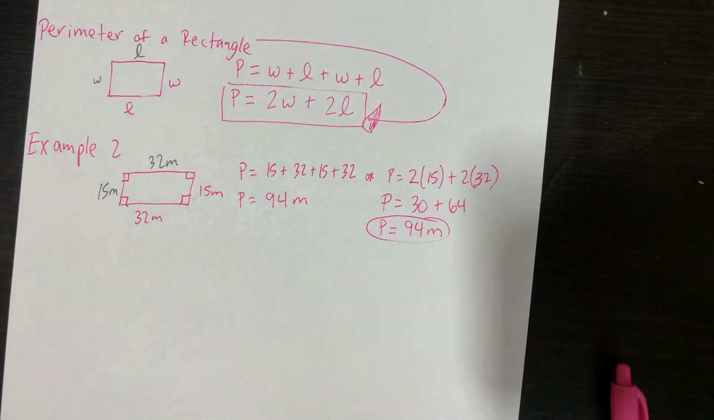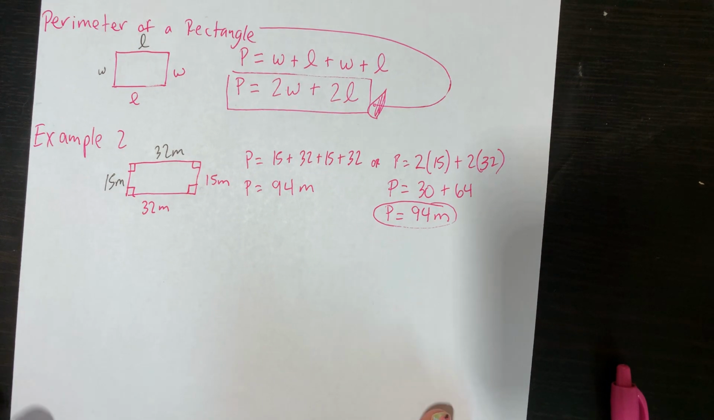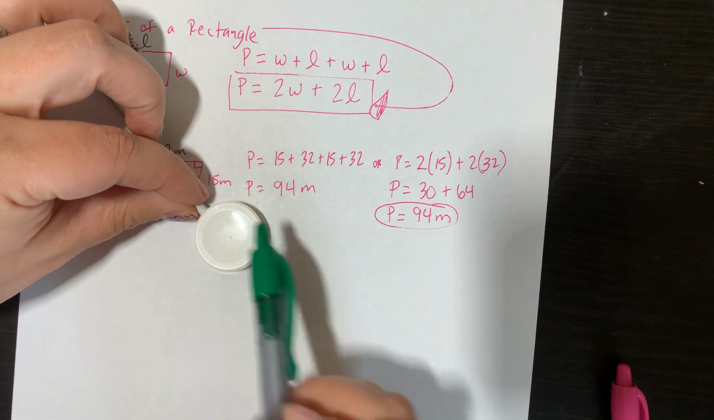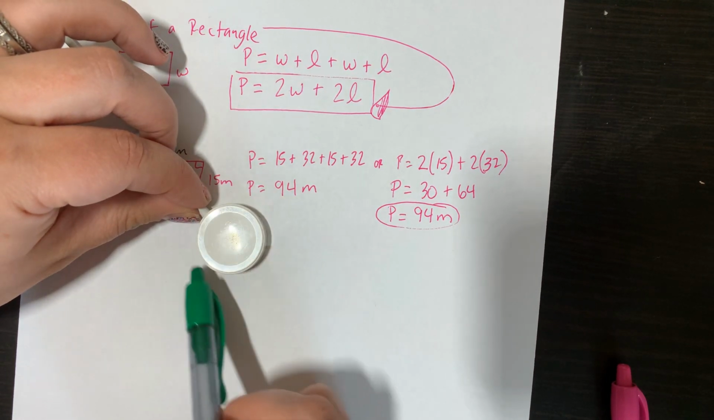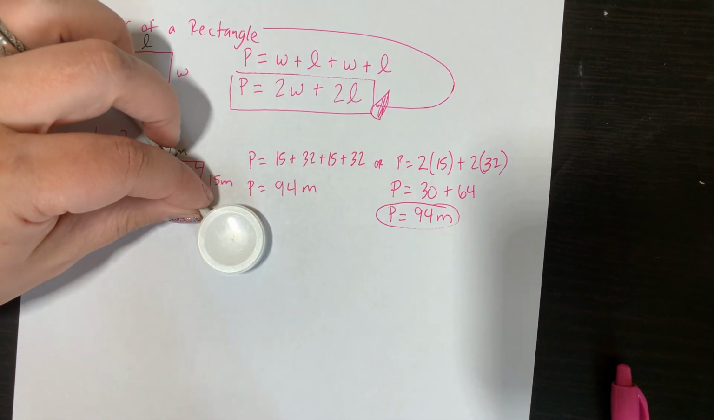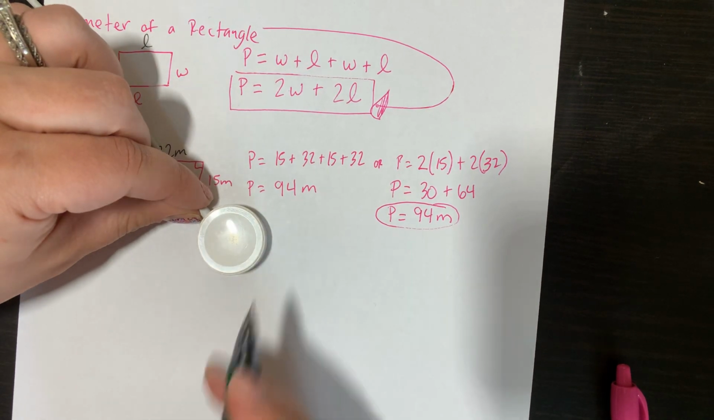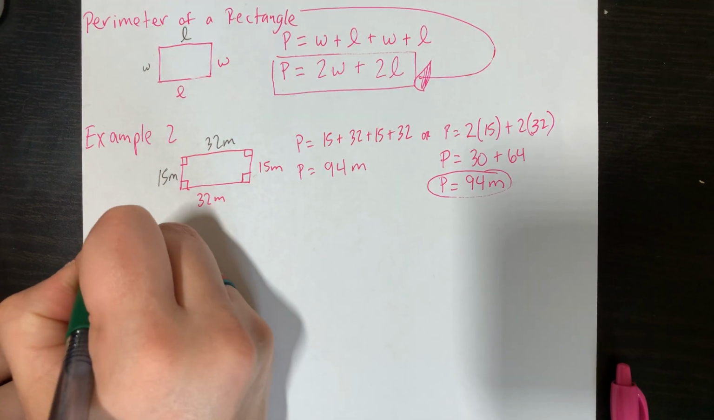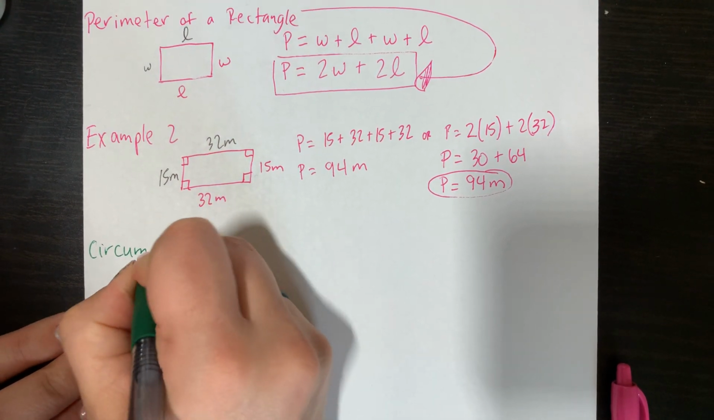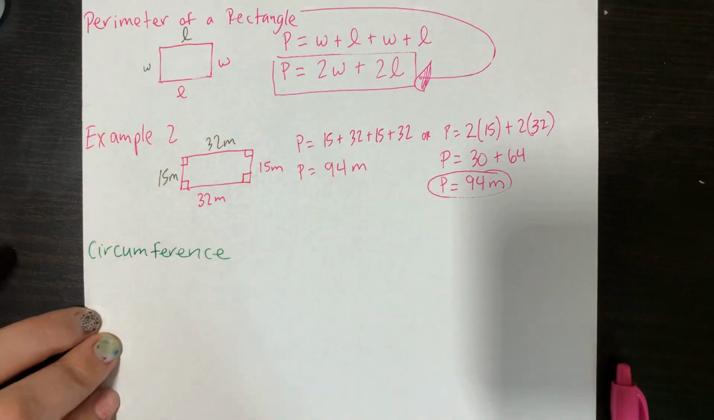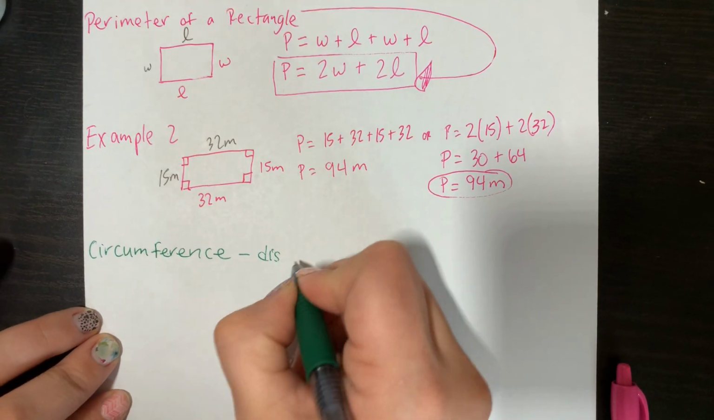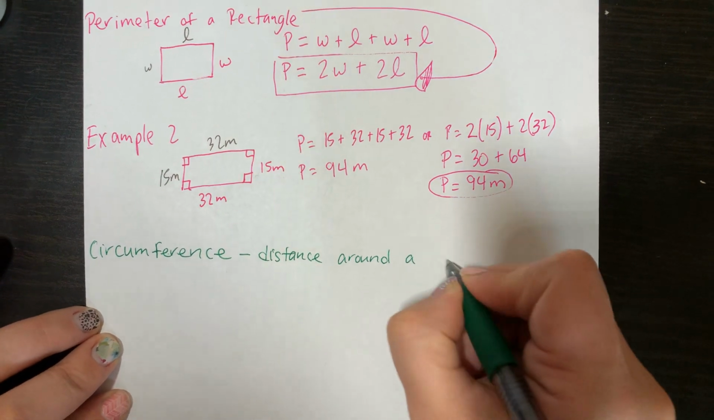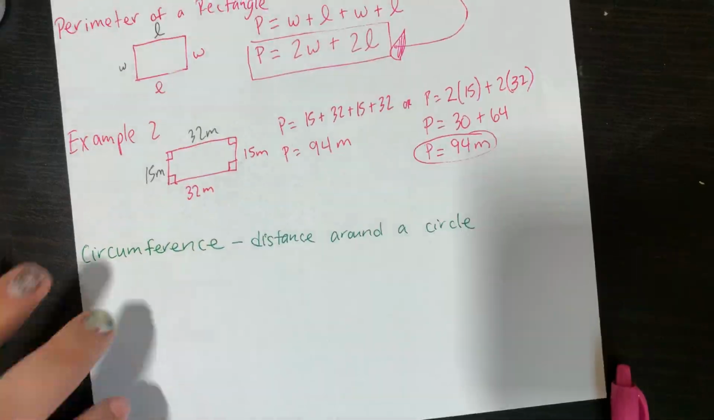All right, the other thing we're going to talk about is what if we have a circle? I have a circle right here. What is the outside of a circle called? Well, it's not perimeter because circles are a little different. This is called circumference. Circumference is the distance around a circle.